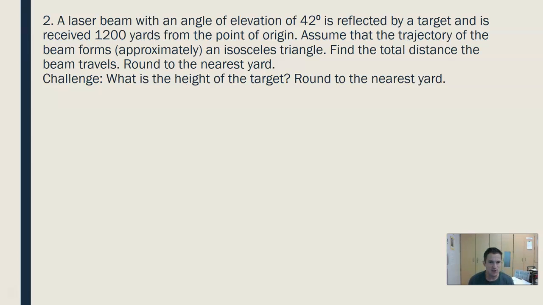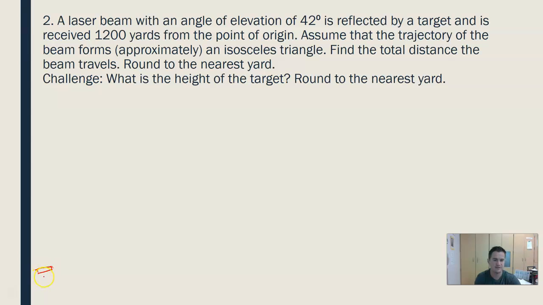It says a laser beam with an angle of elevation of 42 degrees is reflected by a target and is received 1,200 yards from the point of origin. Assume that the trajectory of the beam forms approximately an isosceles triangle. Find the total distance the beam travels, rounded to the nearest yard. What is the height of the target? And then this is the challenge part. What is the height of the target, rounded to the nearest yard? Okay, so here's my laser down here.